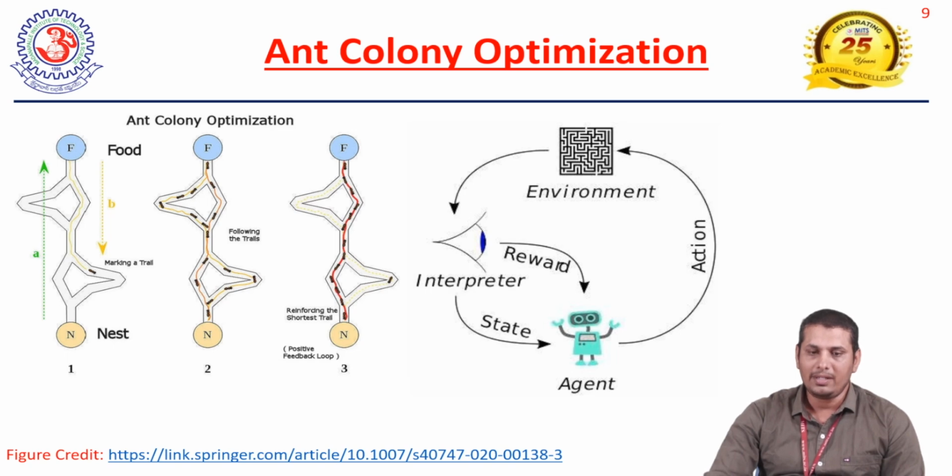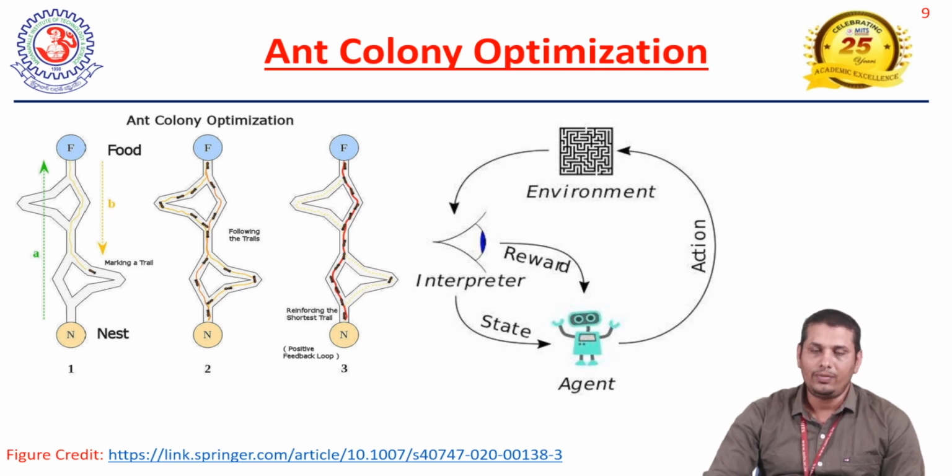Now the agent will start to take the action. So the agent here is nothing but the ant. The ant will start to search the environment for the food resource. Once the food is identified, what does it have to do? It has to acknowledge that the food has been found in this particular location.